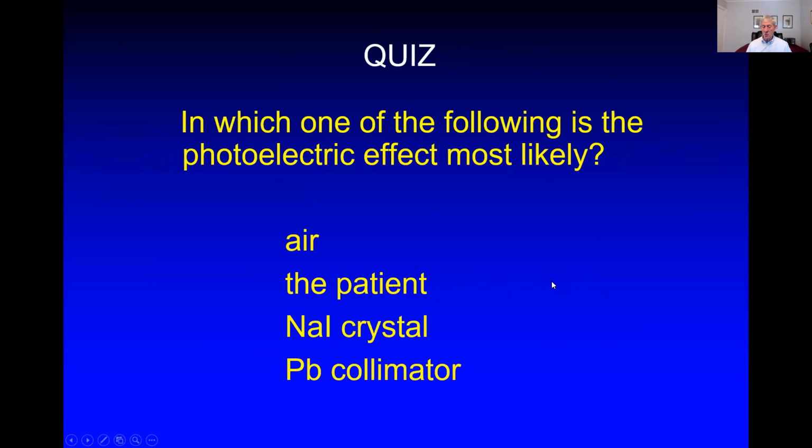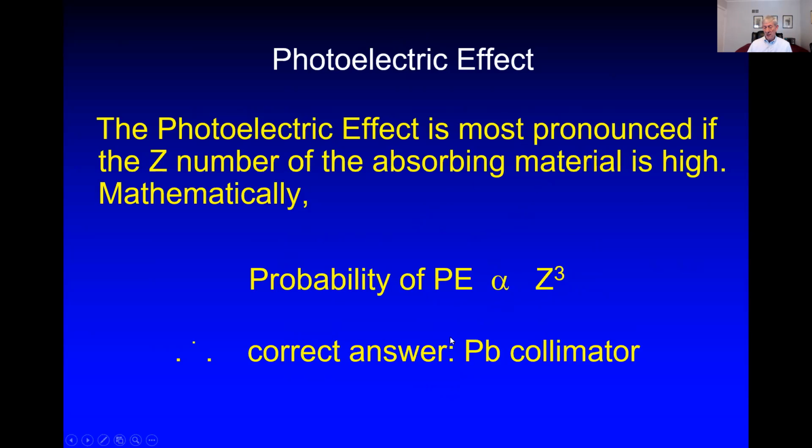So again, here were your choices. Let's look at the Z numbers. Air, nitrogen, and oxygen, number 7, number 8. We humans are made out of what? Carbon, hydrogen, oxygen, nitrogen, sodium. We are low Z material. The sodium iodide detector, sodium is number 11, but iodine is number 53, and lead is number 82. So that, of course, would be the big winner.